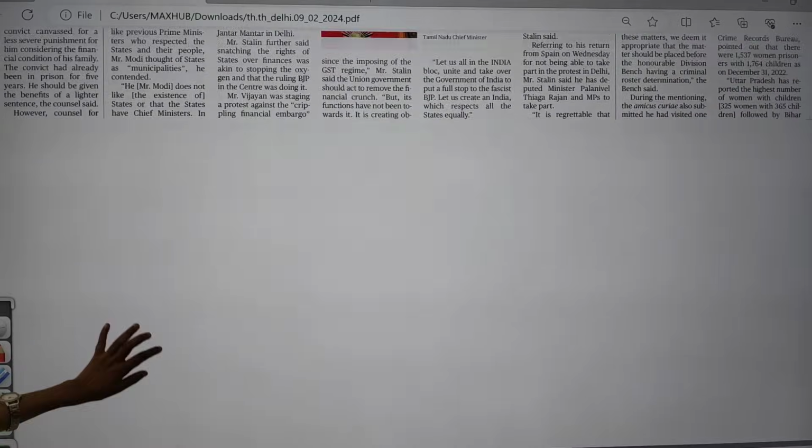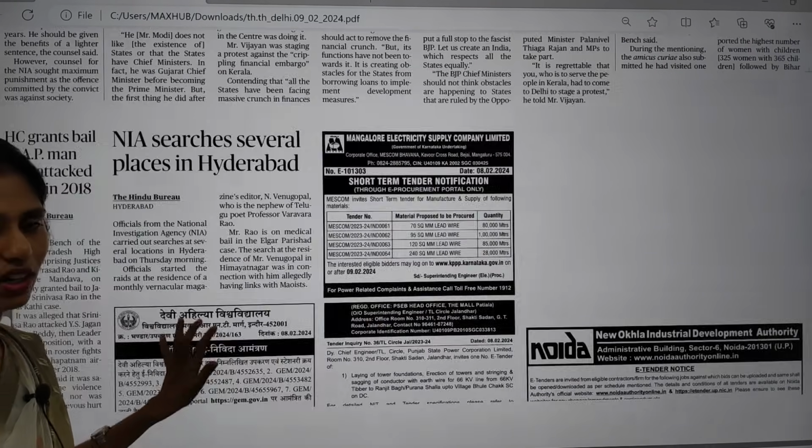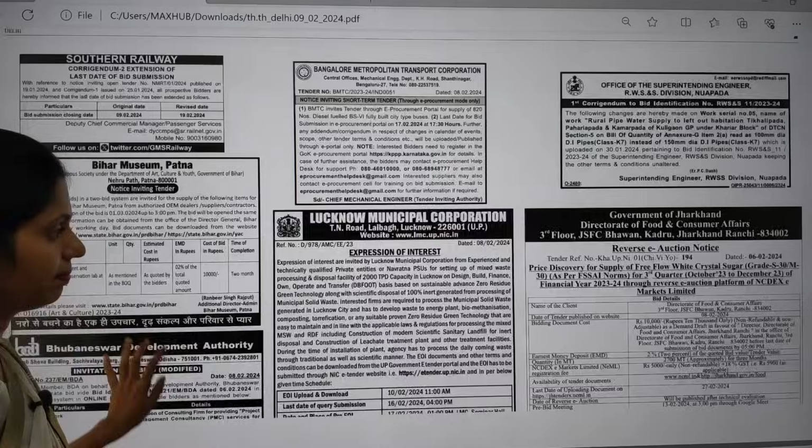Directly you can move on to the editorial page. Don't waste your time reading unnecessary or irrelevant articles.